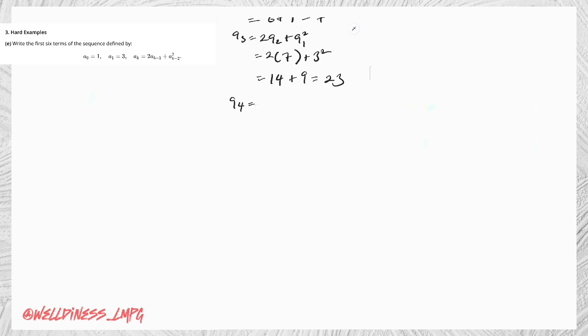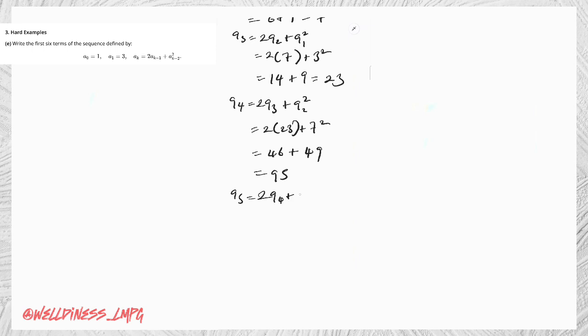So now, to get our A4, we are going to substitute 4 everywhere we see K. So that will be 2 times A(4 minus 1), which should give you 2A3, plus A squared (4 minus 2), which will be A2 squared. So that will give you 2 times, we know our A3 is 23, so that's 2 times 23, plus we know our A2 is 7, so that will be plus 7 squared. So 2 times 23 will give you 46, plus 7 squared, which is 49. So 46 plus 49 will give you 95.